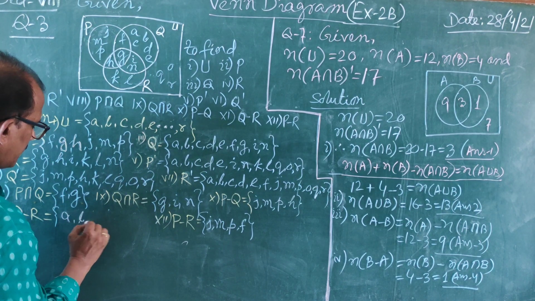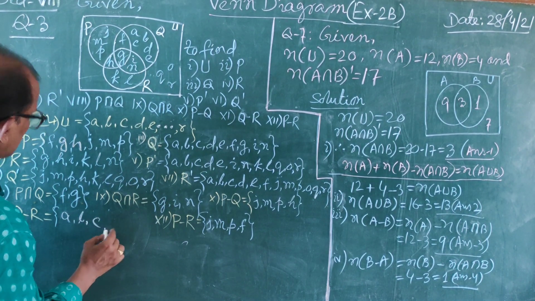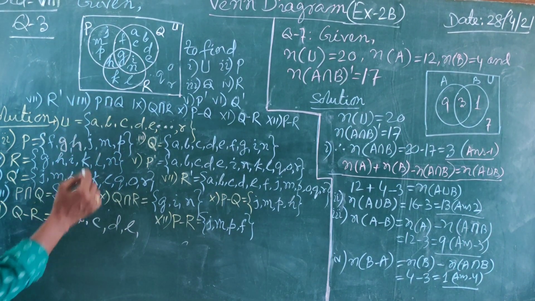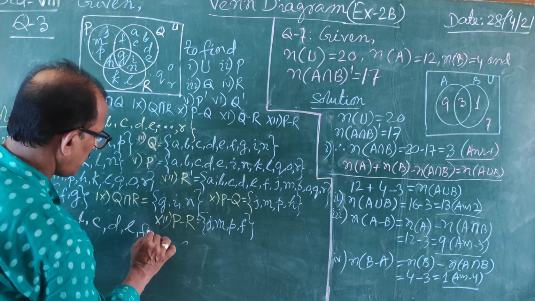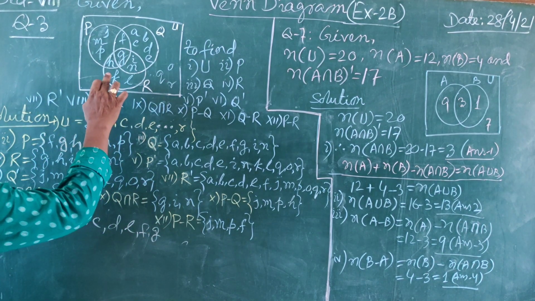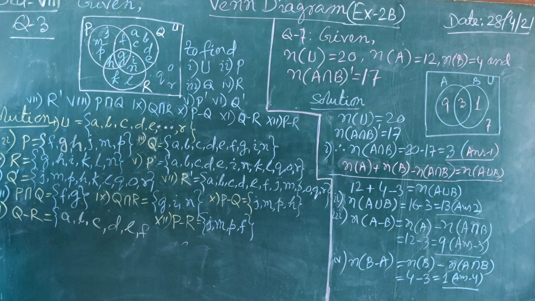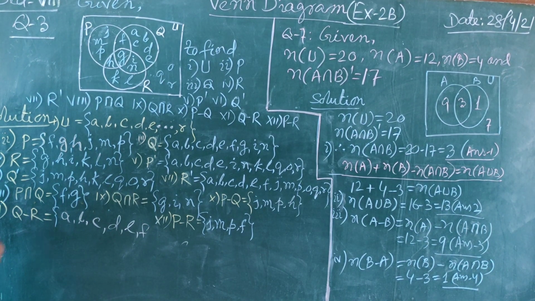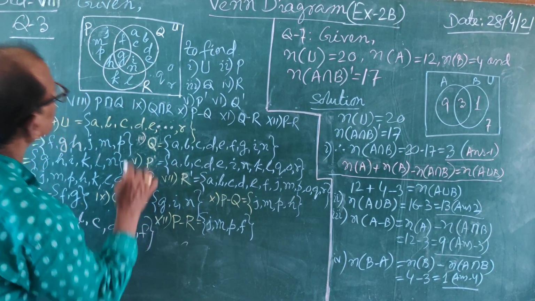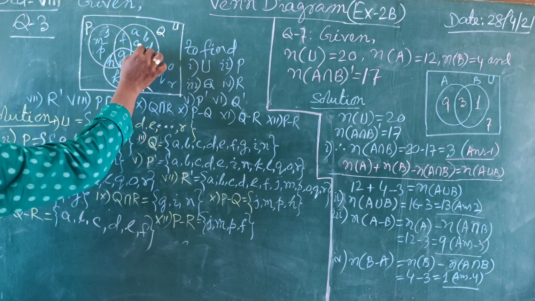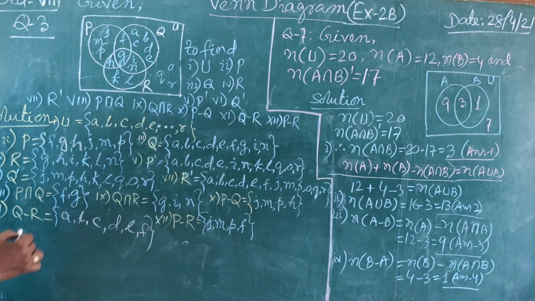A, B, C, D, E. I think that was only written. E, F, G will not be there. E, F, S, F, this much. That means this part, leaving this one. Could you understand? Q minus R. The R set's elements will not be included.